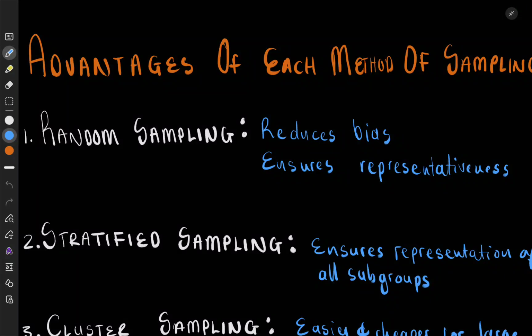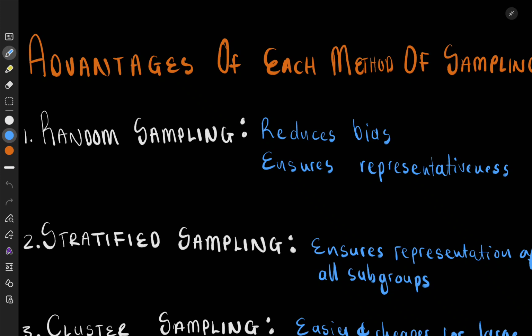Okay, now we're going through advantages of each method of sampling. We want to go through the advantages and then the disadvantages of each method of sampling. Okay, so let's just go through the definitions one more time from what we said, and then also the situations where we use it.